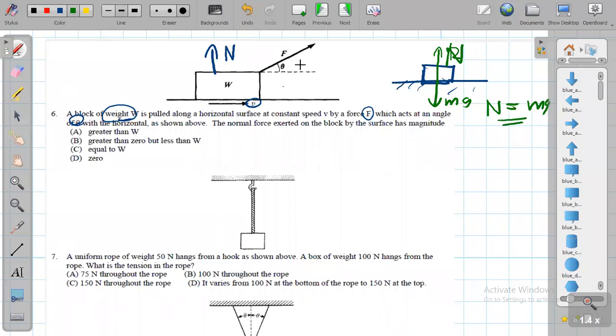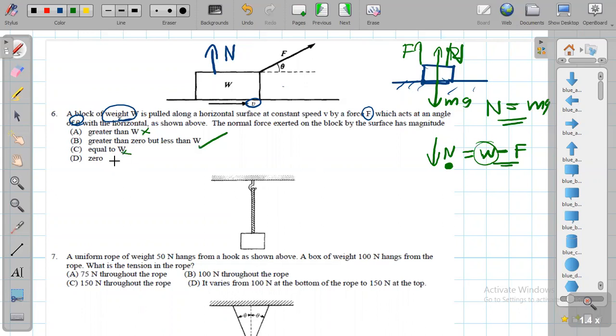But here, there is a force. If you provide some external force there, what happens? The normal reaction force here is the weight minus your external force. That means the normal reaction force is lower than what? Weight. Greater than W? No. Greater than 0, but less than W? Yes. Equals W? No.